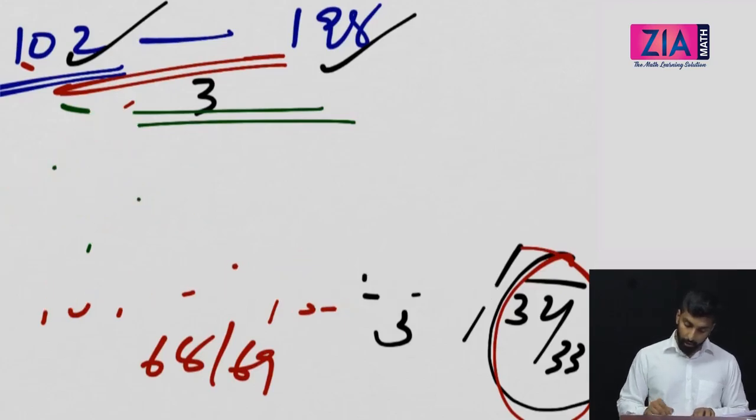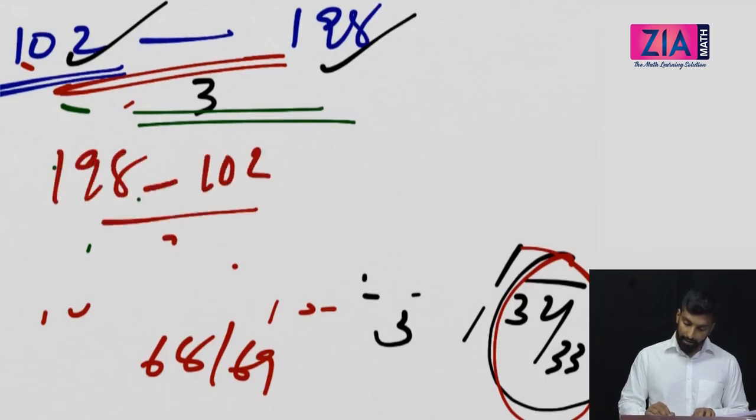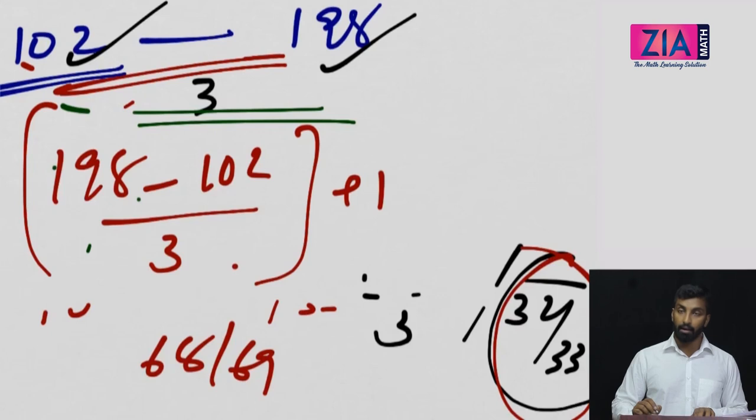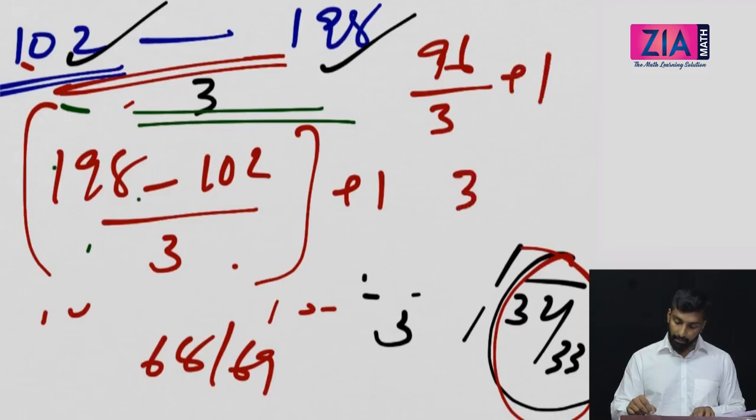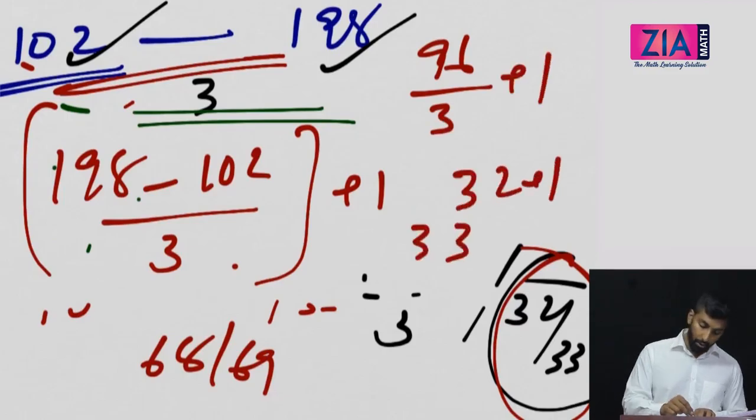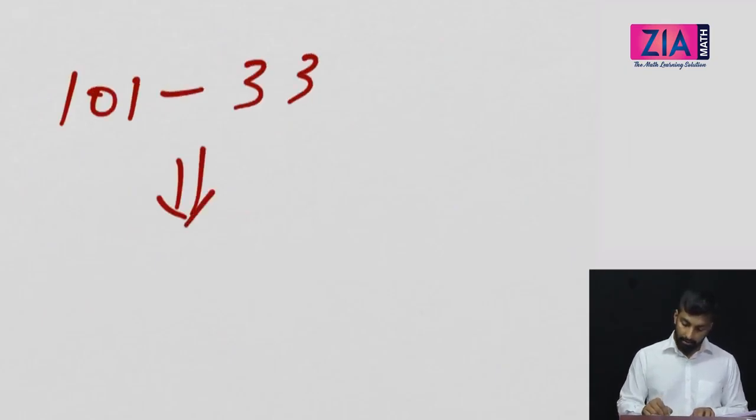How will you do it? Last term minus first term, 198 minus 102, divided by 3, that is the common difference, plus 1. Last minus first divided by common difference, plus 1, right? So 96 divided by 3 plus 1, that is nothing but 32 plus 1, 33. So you got the number of multiples of 3 as 33. Then your answer is 101 minus 33, which is nothing but 68.